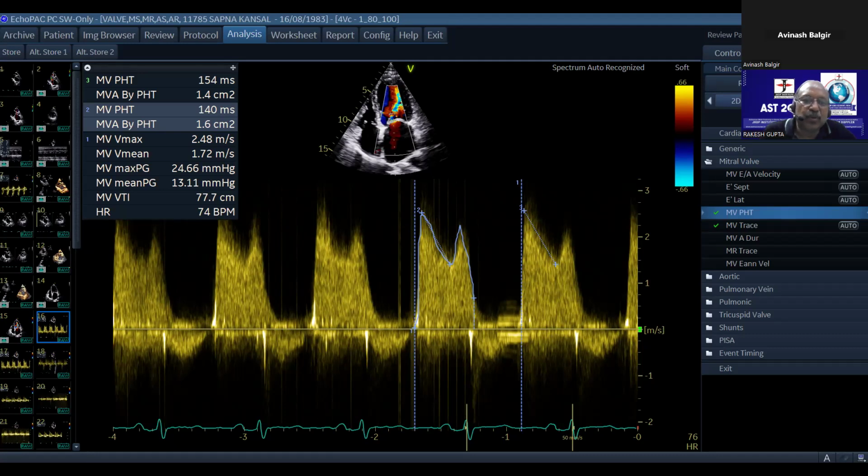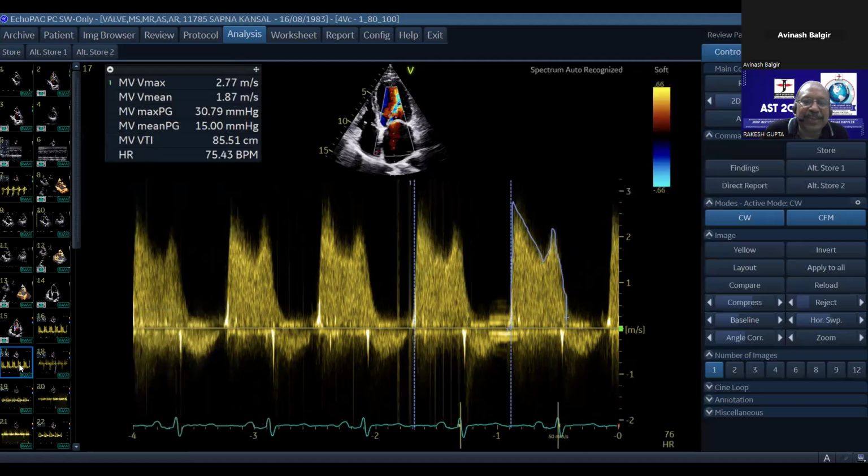This is a patient whom we like to put as not very severe. Very severe would be less than 1 centimeter square. 1 to 1.5 is severe. More than 1.5 is progressive. So this patient belongs somewhere in the category of severe to progressive mitral stenosis. Now, what next is required in this patient? We went back to do the same thing again.